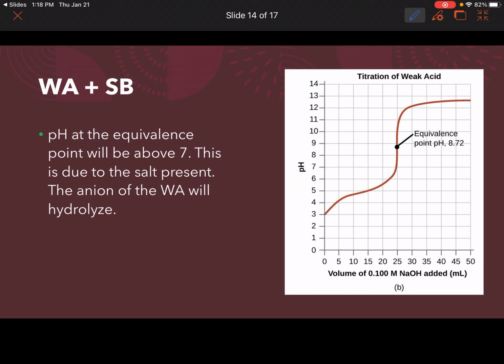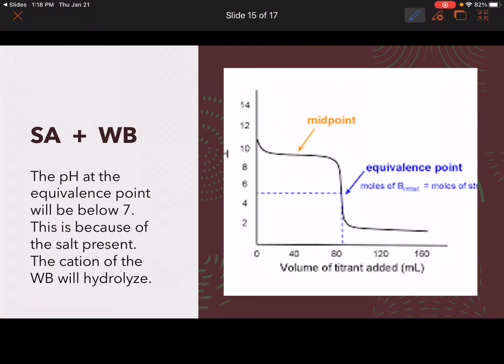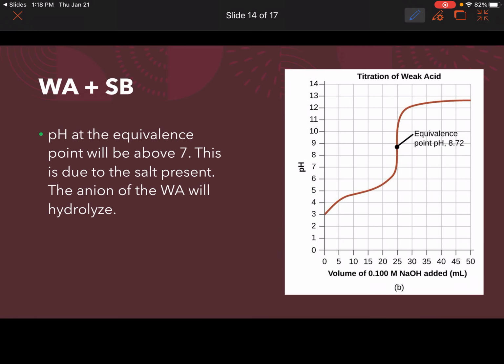Now, weak acid plus strong base. For this one, remember the weak acid has a strong conjugate base. So that strong conjugate base is going to hydrolyze. So the salt will hydrolyze for this particular titration. This means that the equivalence point, the end point, is going to be above 7.